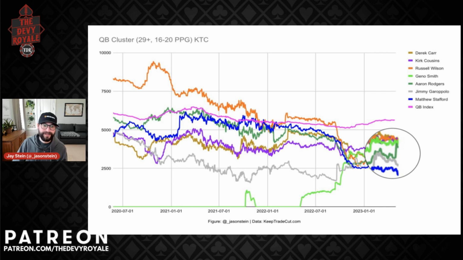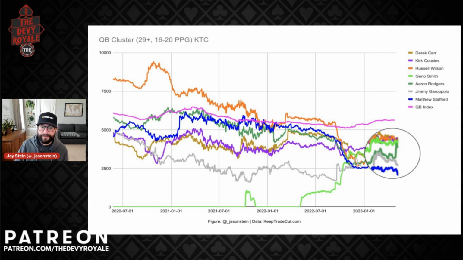Cousins looks like a hold, but I can think of worse QB1 guys that are valued like QB2 guys. So, he's not the worst hold. Carr and Geno Smith. Geno's a late riser. On this chart, he would actually be the top one of this group on a KTC basis, even though it's really hard to see that at the end. So Carr and Geno look a little bit overvalued, maybe the sells of this group. And then Russ and Stafford look like the buyers, the values of this group.